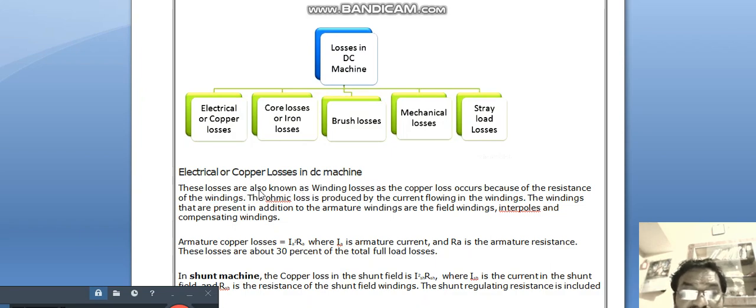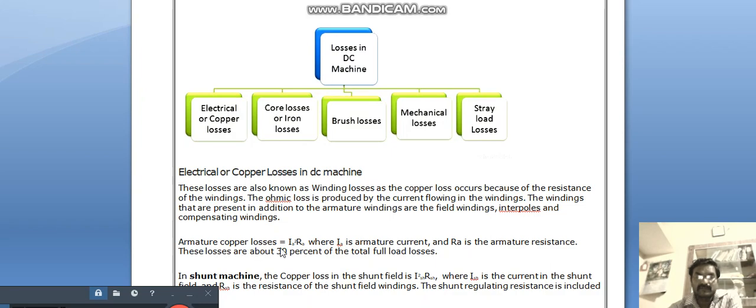These losses are also known as winding loss or copper loss or electrical loss. Copper loss occurs because of the resistance of the winding. The ohmic loss is produced by the current flowing in the winding. The windings that are present in addition to the armature windings are the field windings, interpoles and compensating windings.